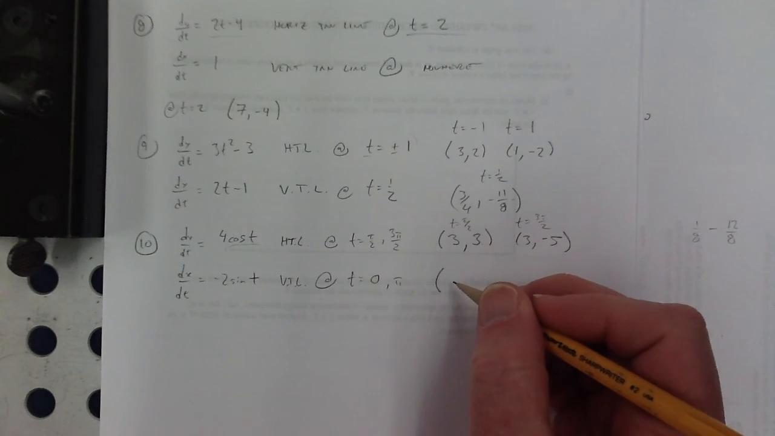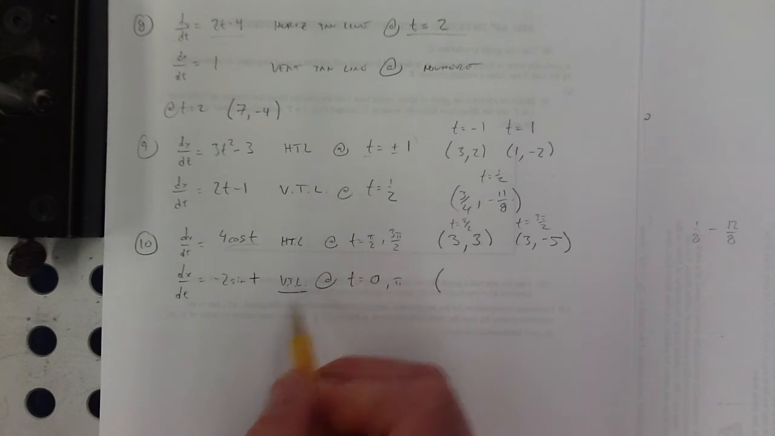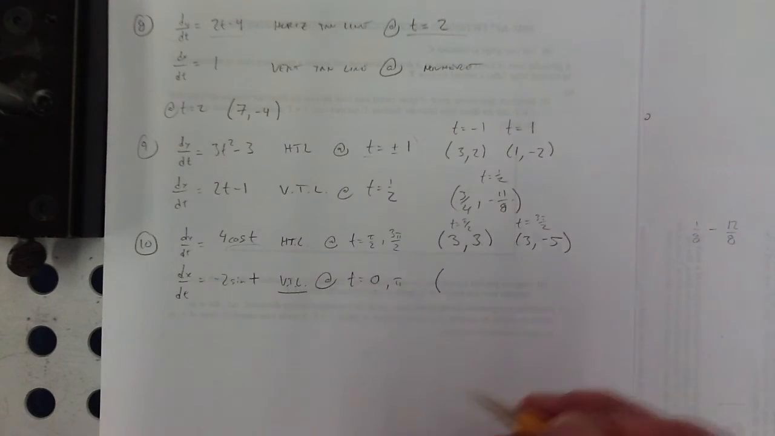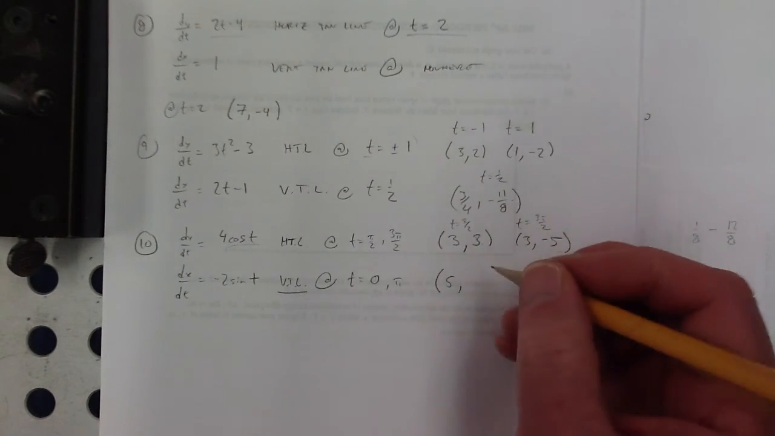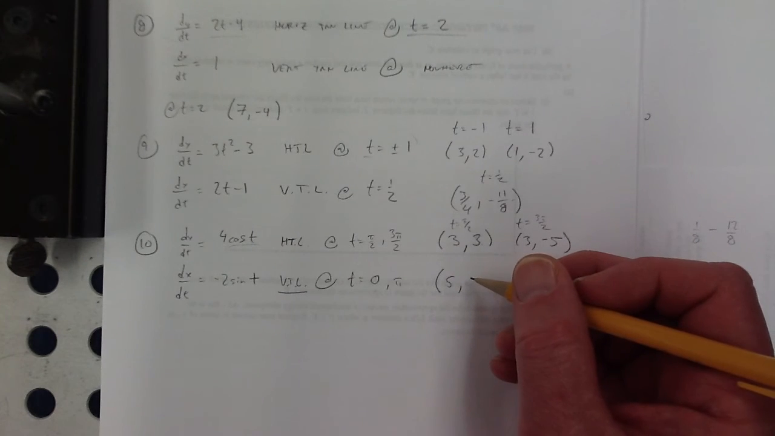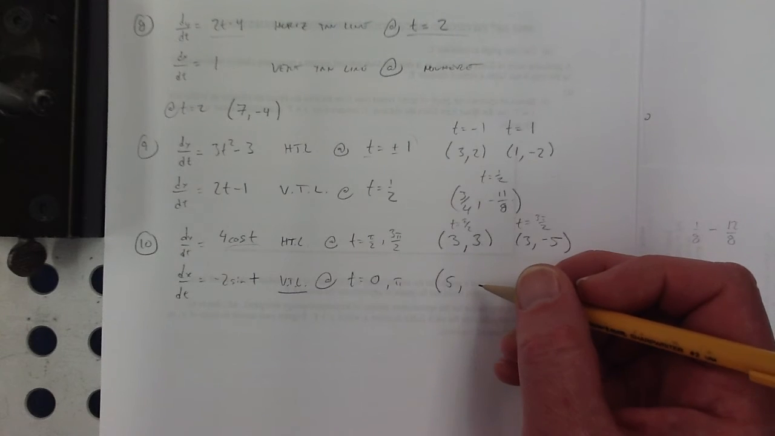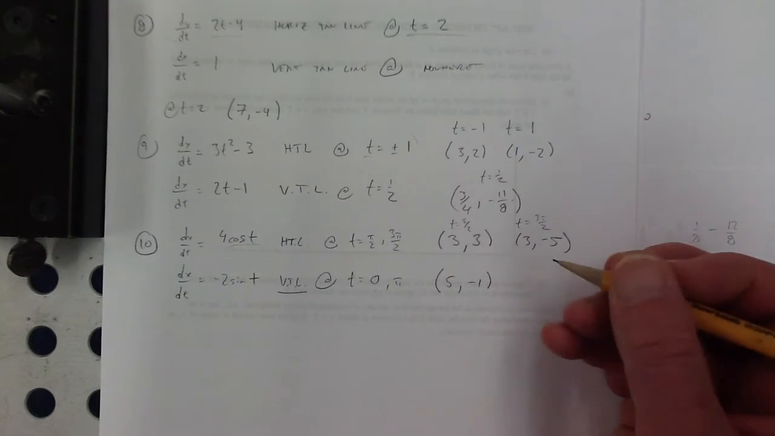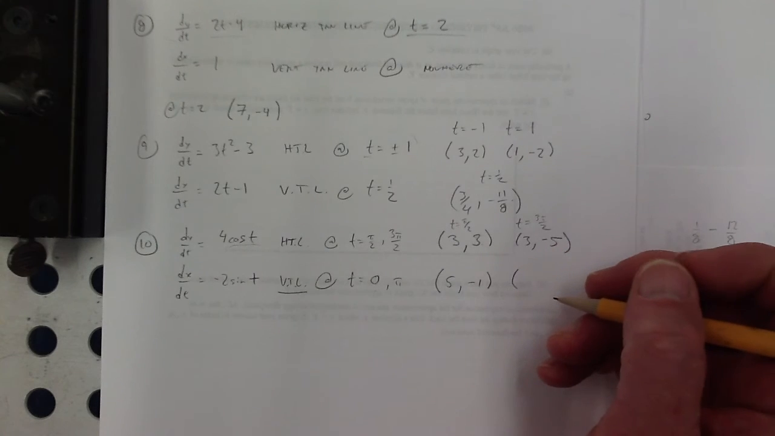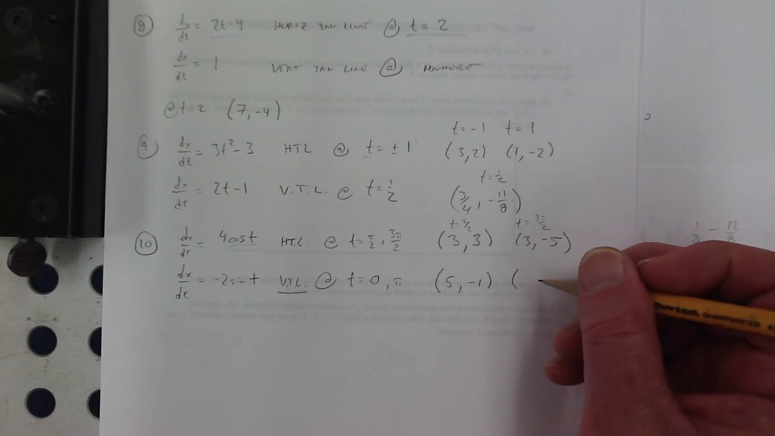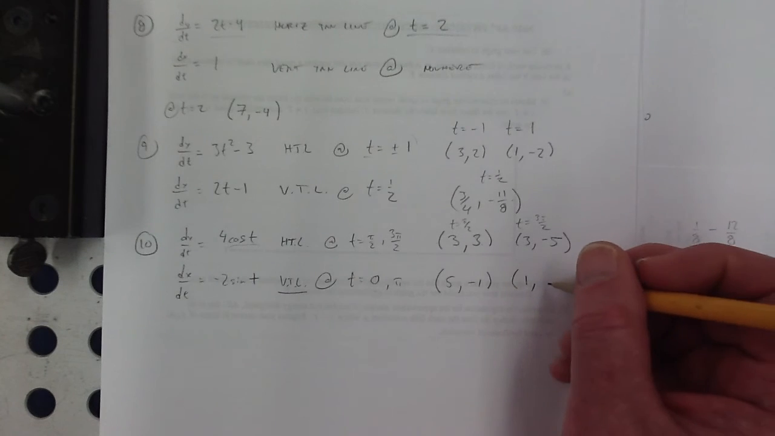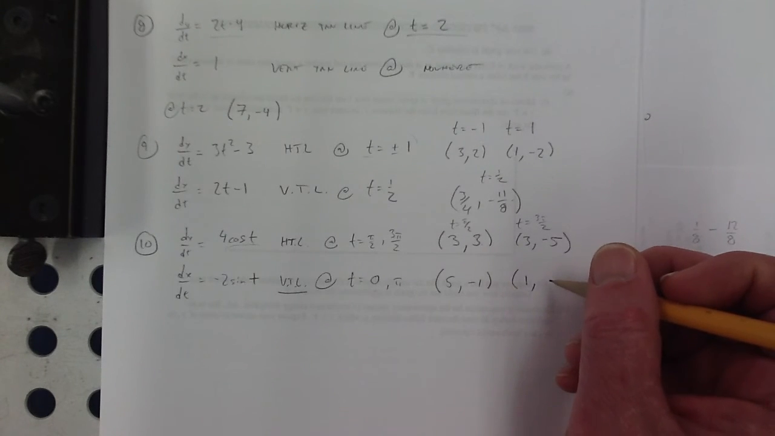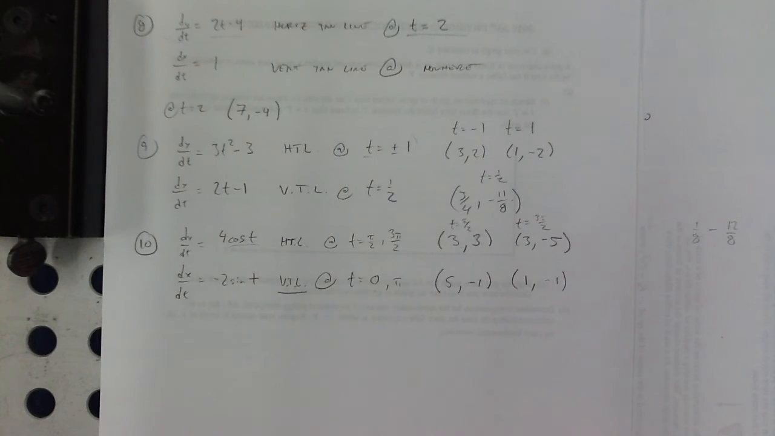What are the points where we have vertical tangent lines? That's at 0 and pi. So when I plug in 0, the cosine of 0 is 1, so that's 5, comma, plug in 0, -1. And then when I plug in pi, the cosine of pi is -1, so that's going to be 1, and the sine of pi is 0, so that's going to be negative 1. All right.